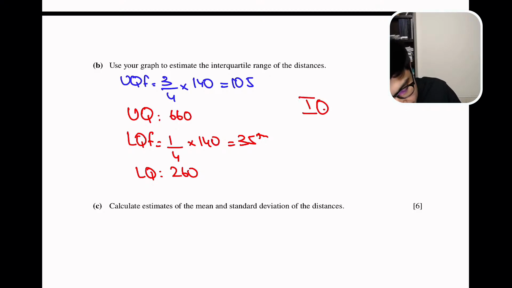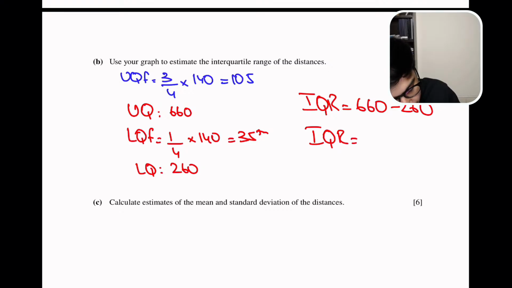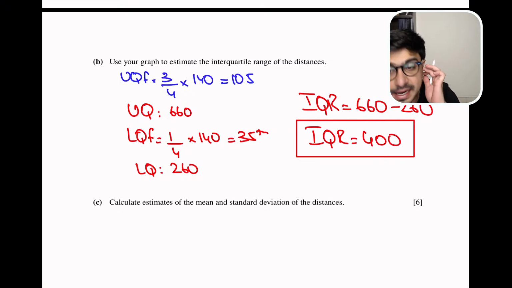If we need to figure out the interquartile range, it's going to be 660 minus 260. If I subtract 260 from 660, it's going to be 400. So the interquartile range is going to be 400. Now we need to figure out the mean and the standard deviation.